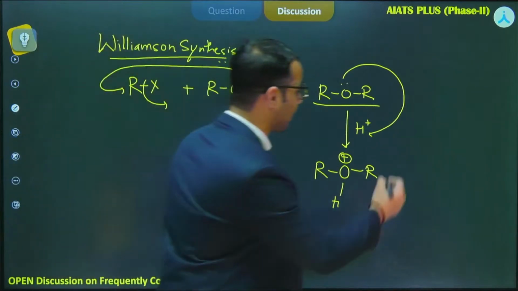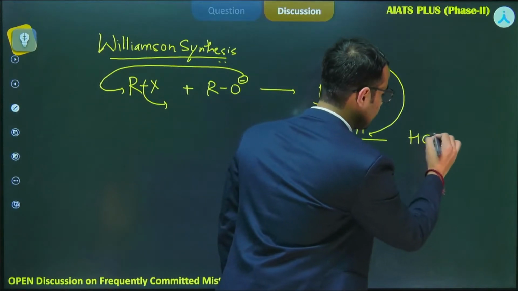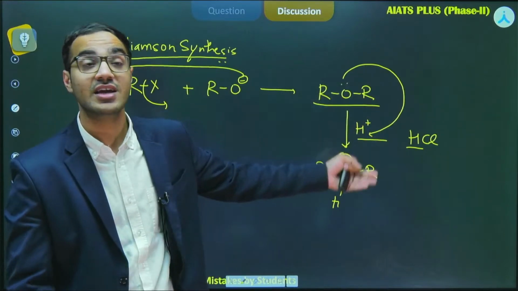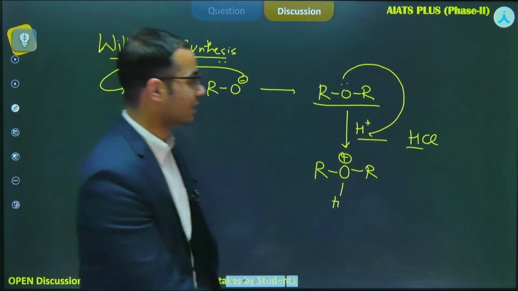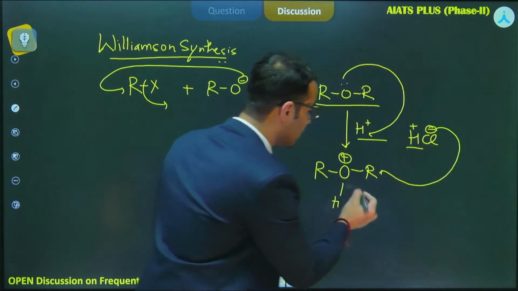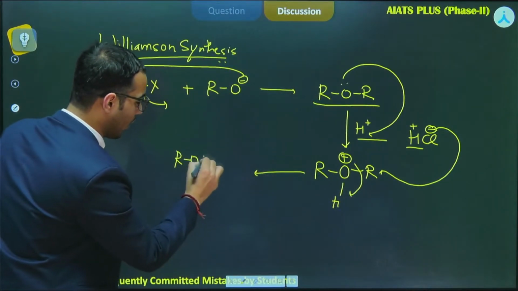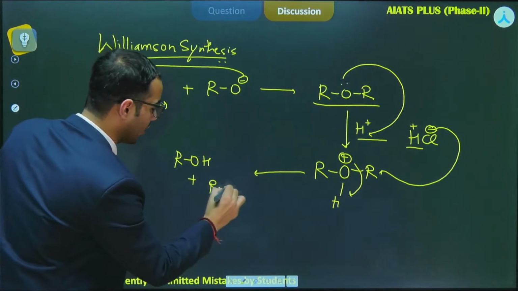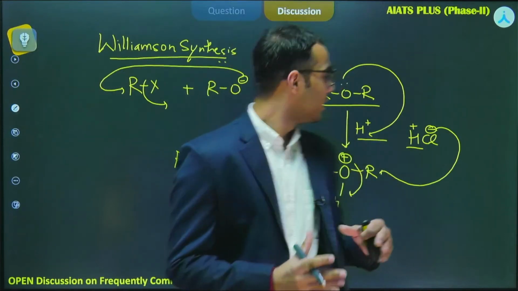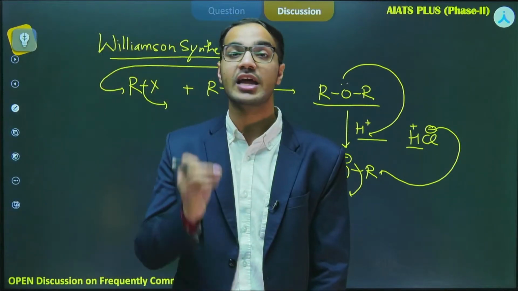Now what will happen? Imagine we are taking H positive from HCl. The H positive is already utilized, and the Cl negative will act as a nucleophile to attack it. This is negative, this is positive, so it can attack over this, leaving behind this species again, and you will get ROH along with RCl. Mind it, and always remember, this reaction is not always SN2. It depends upon the substrate which you are using.